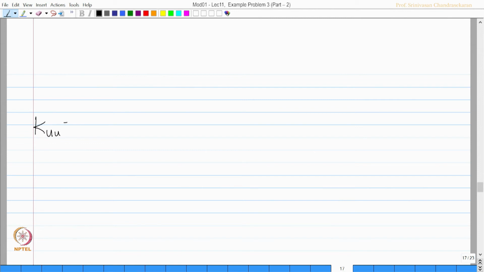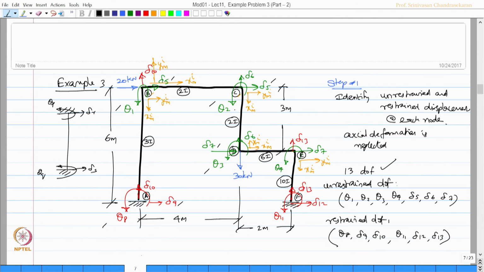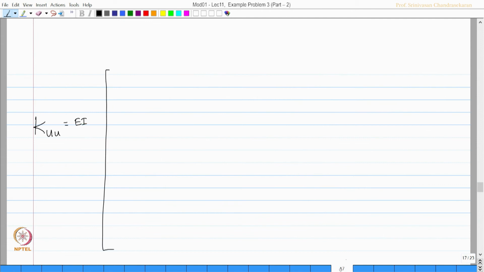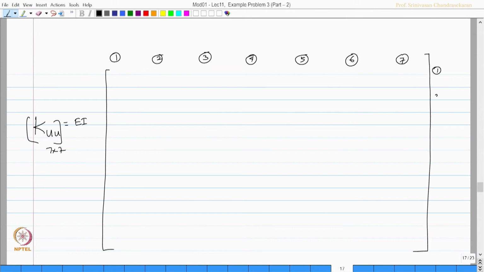So, can you tell me how many unrestrained degrees are there in this problem? So, go back to the figure. Unrestrained degrees are about 7. Okay. So, the KUU matrix will be square of size 7 by 7. So, 1, 2, 3, 4, 5, 6 and 7.